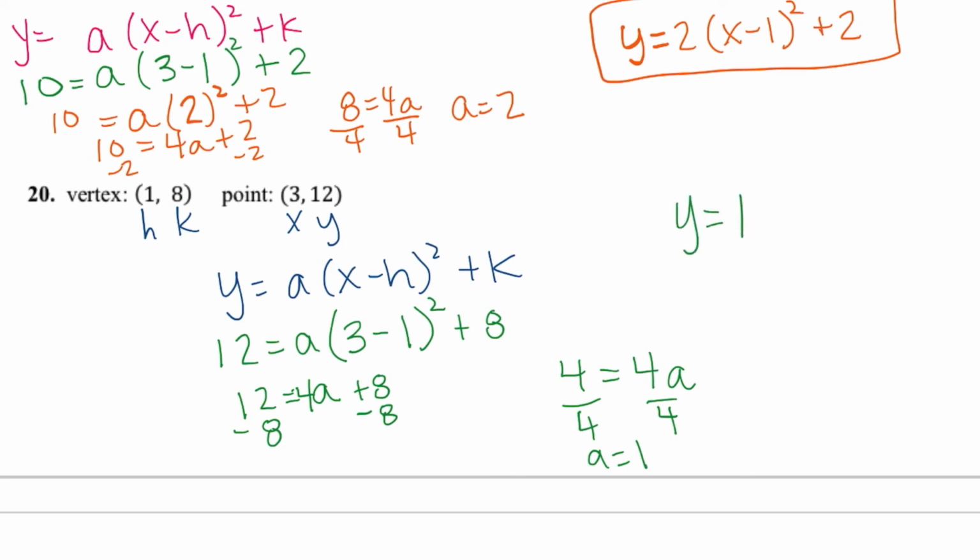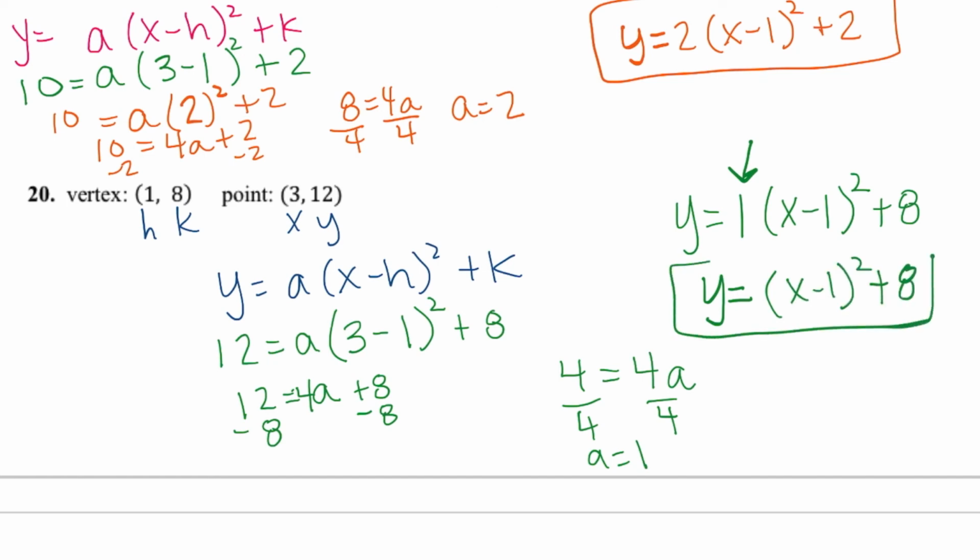So I have y equals, my a is 1, times x minus my h is 1 squared plus my 8. So that's my equation. Normally we don't leave the 1 here. That's not considered simplified, so we're going to have y equals x minus 1 squared plus 8.